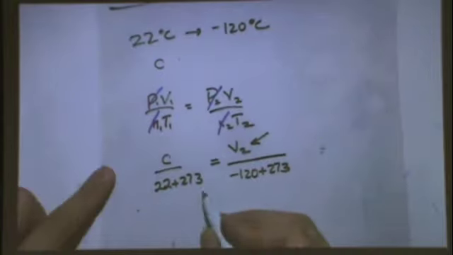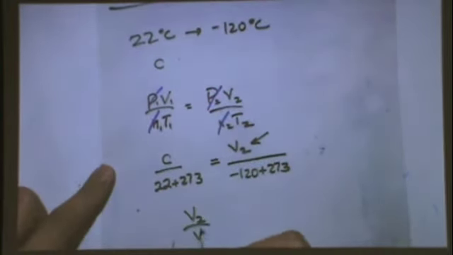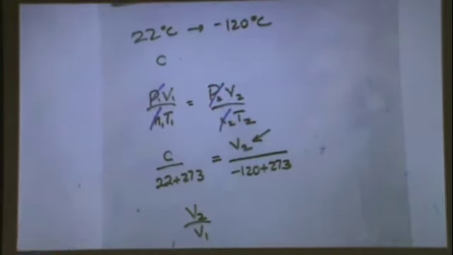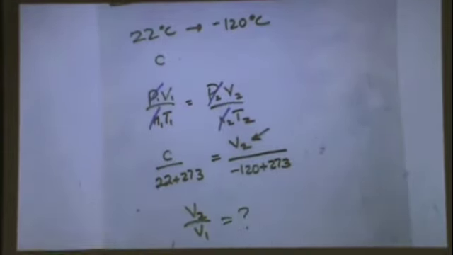And then once you get V2, V2 over V1 is the fraction that it has shrunk, which is essentially what they want. What approximate fraction of its original volume did it shrink? This is what's being looked for.